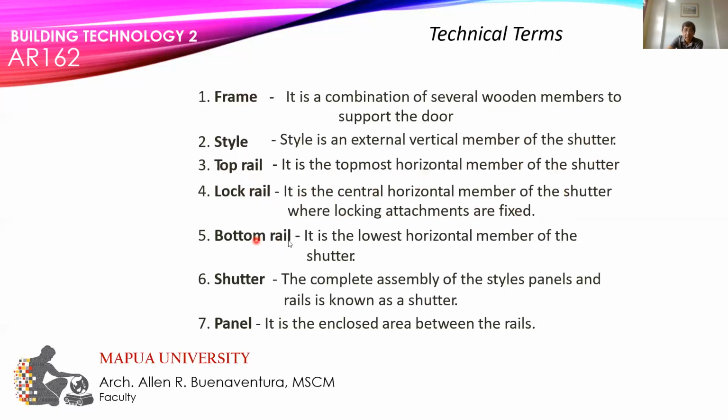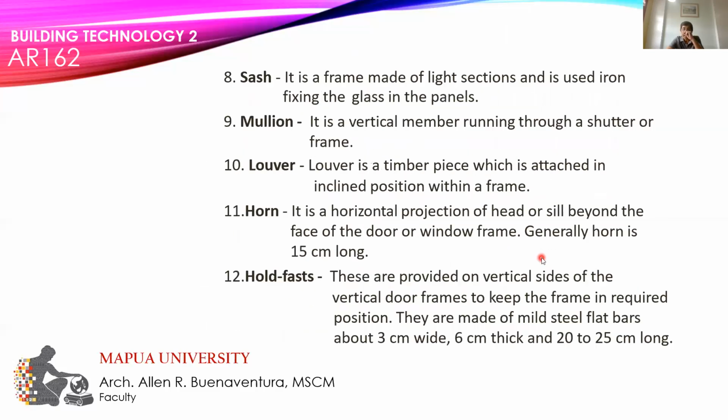We have the bottom rail. It is the lowest horizontal member of the shutter. We have the shutter. The complete assembly of the style, panels, and the rails is known as the shutter. And we have the panel. It is the enclosed area between the rails. We also have the sash. It is a frame made of a light section and iron, used for fixing the glass and panels. We have also the mullion. It is the vertical members running through a shutter or a frame.